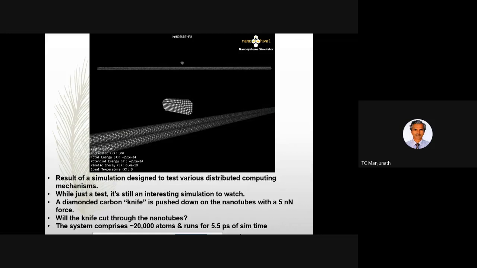And it runs for 5.5 picoseconds of the simulation time. The point is whether the knife will cut the nano time. We have created a knife-like thing that should cut a cell. That is the concept we have designed. It was a successfully implemented project and it was given back to the company.